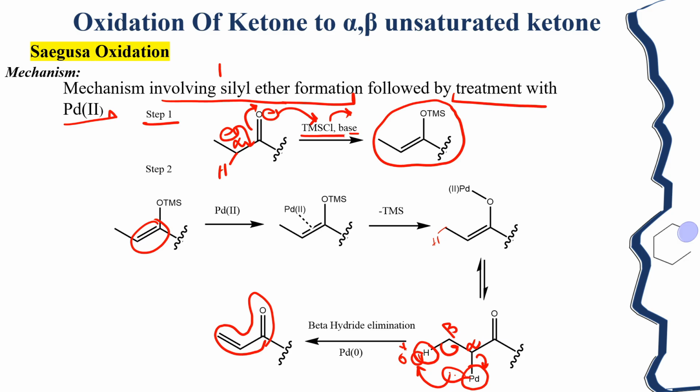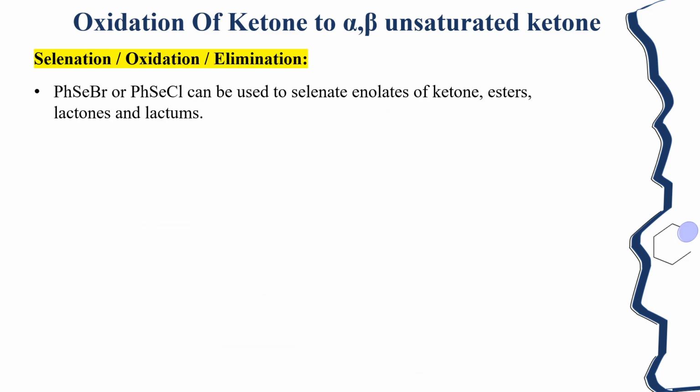So now in the next segment we talk about another reagent, that is selenation. Selenation followed by oxidation followed by elimination. This is the main sequence of this particular reagent. The initial selenation of the carbonyl compound is observed, followed by oxidation of the selenium center and elimination. Here the reagent is PhSeBr, phenyl selenium bromide, or phenyl selenium chloride.